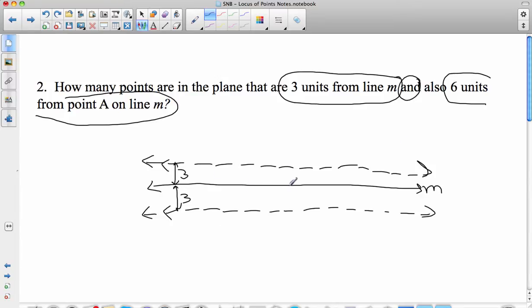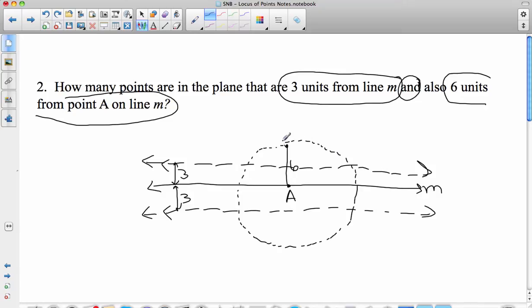So let's give ourselves a point A, which is on line M. And now we need to ask, what is the locus of points about a point? That would give us a circle, and it would have a radius of 6. So if we know this distance is 3, we're going to estimate that the double distance would be 6 here. This we're going to say is 6 units. And again, it would be a circle. So we would sketch in our circle.